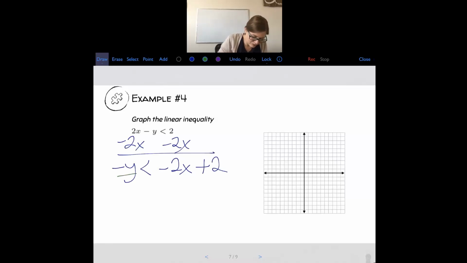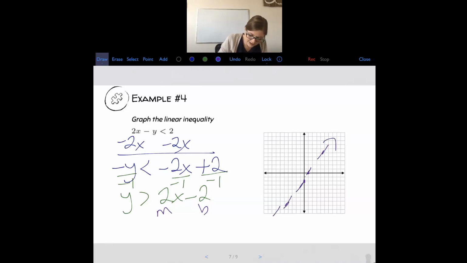And then I divide by negative 1. Recall what happens when you divide by negative 1. We must change the inequality sign. So this is y is greater than 2x minus 2. And then we continue graphing from here. We have our slope, our y-intercept, and our line is going to be dashed. So we have negative 2, and then we go up 2 over 1, and we make this a dashed line.